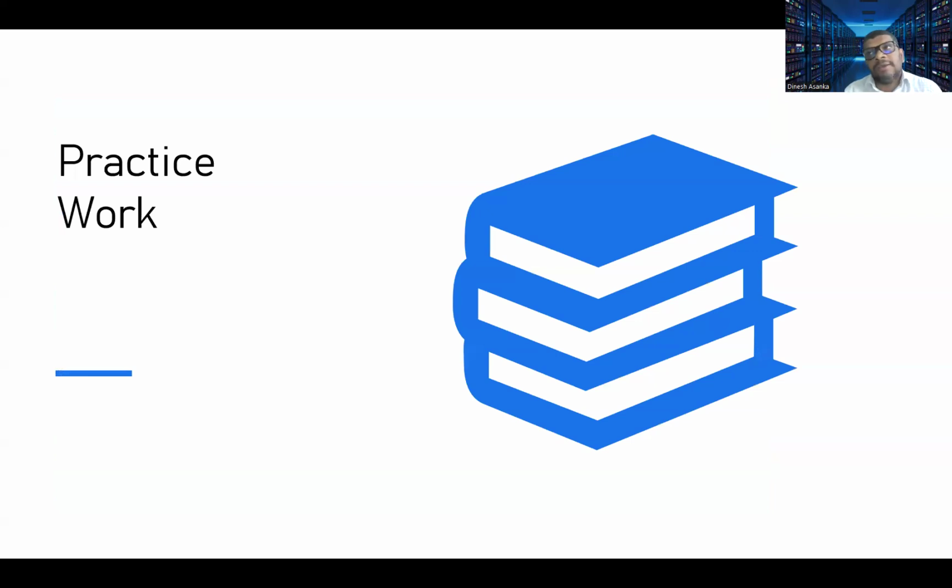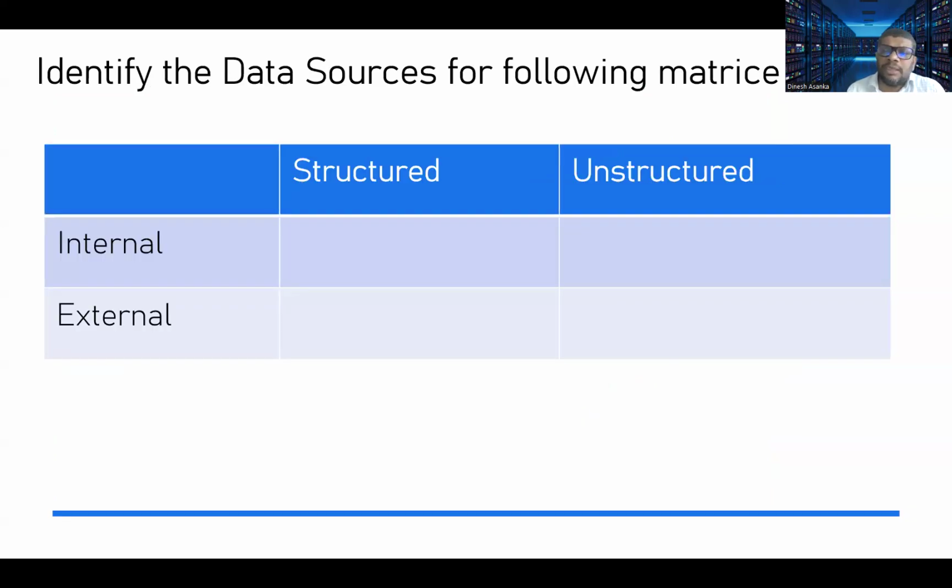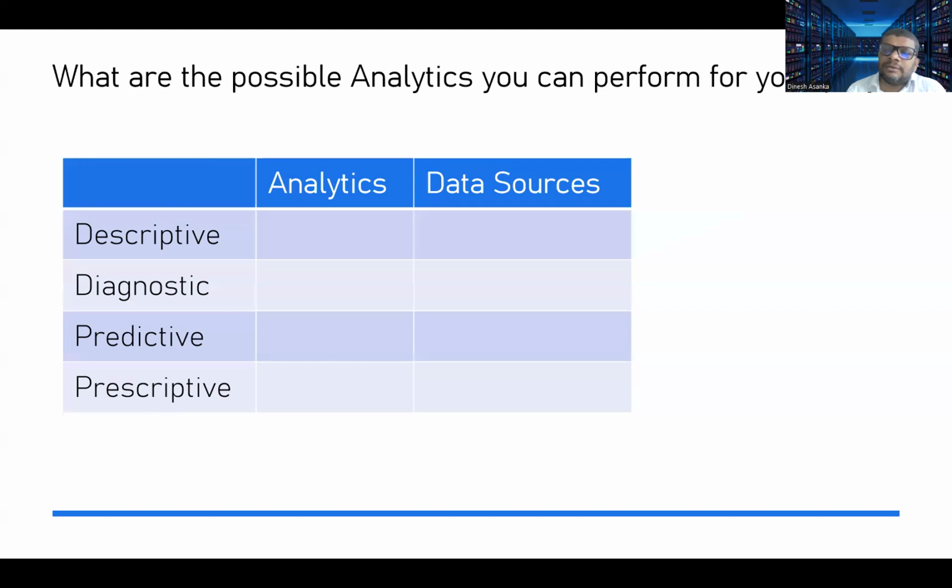Right. So finally, the practice work for your project: identify data sources in this matrix: internal and external, structured and unstructured. Then you can go into the different types of analytics that you can do. I have limited it to 4. If you want, you can go to the 5th one as well. Now here, the very important thing is, when you are coming up with the questions, analytics, that has to be mapped to the data sources.